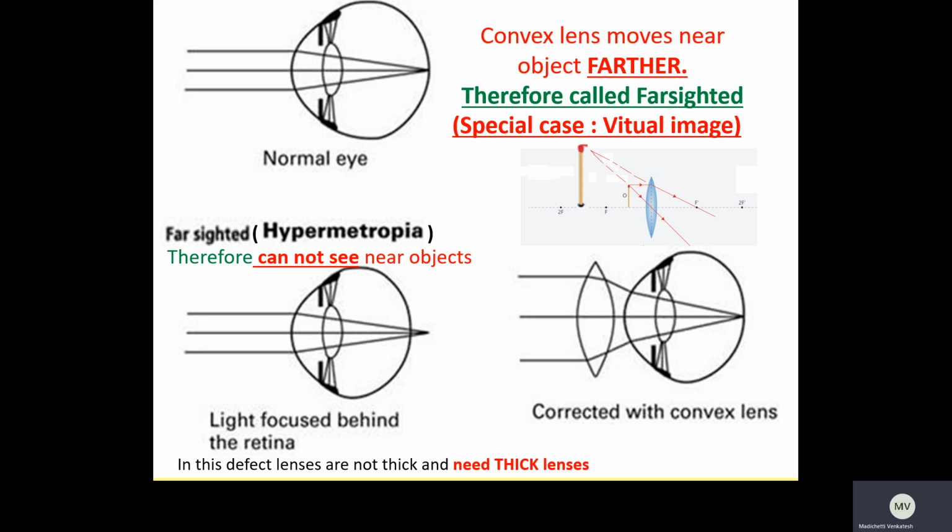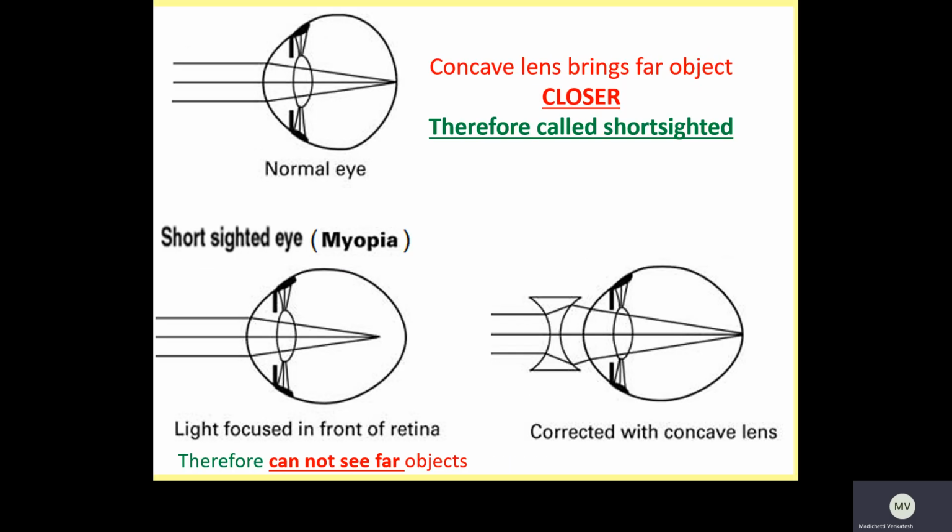So when closer objects cannot be seen, we can use this convex lens in order to solve this problem, because when a convex lens is placed too close to the object, it pushes the image, or moves the image further, and it gives an enlarged virtual image. This is how we can find convex lens giving the solution for the problem of hypermetropia.